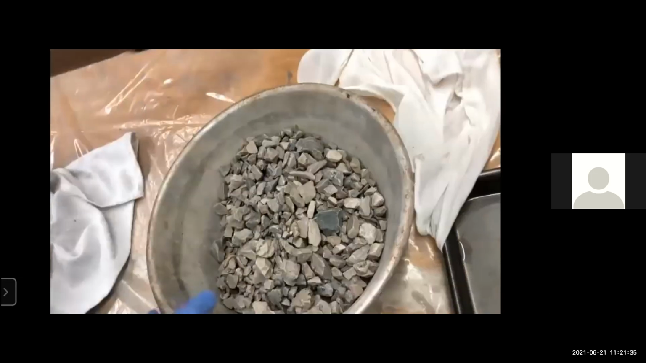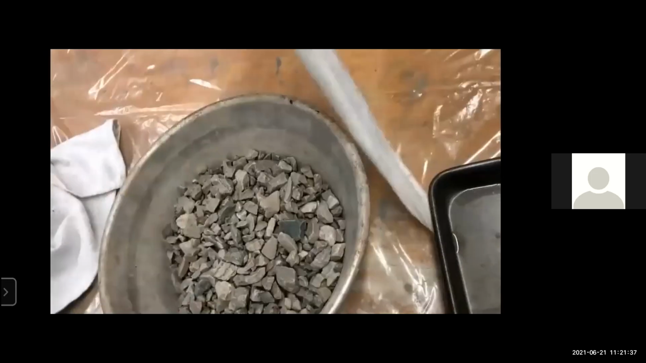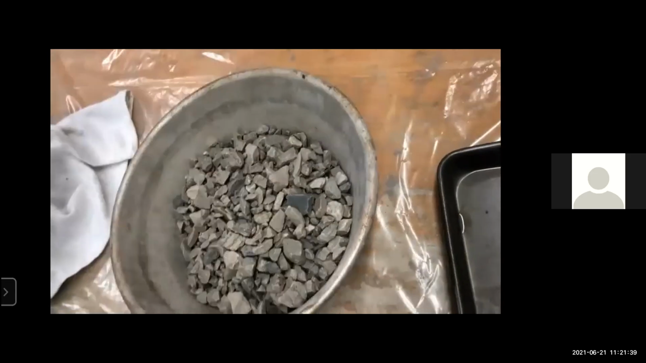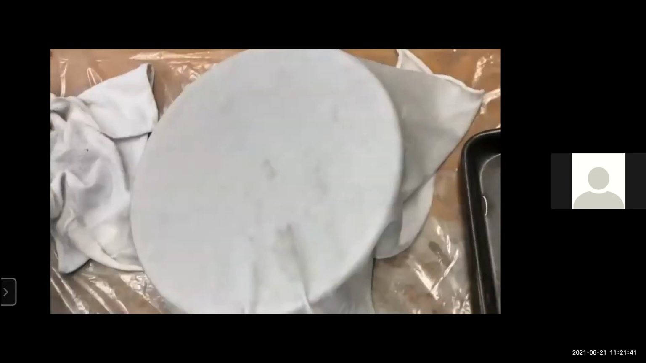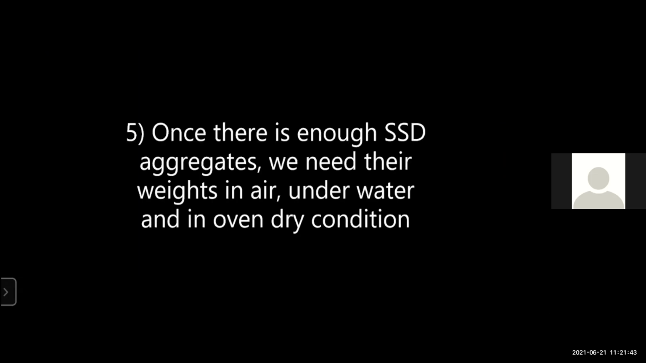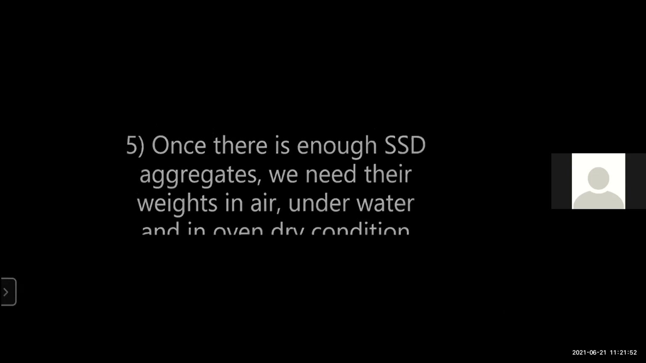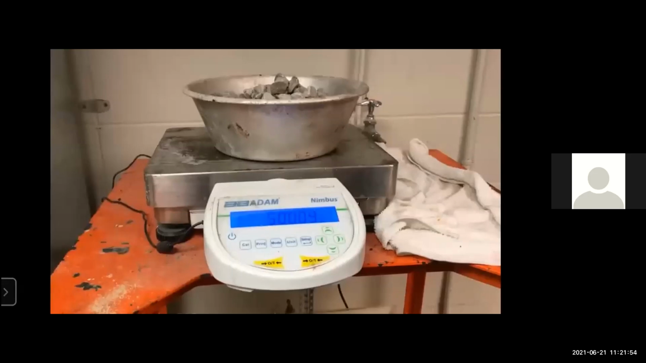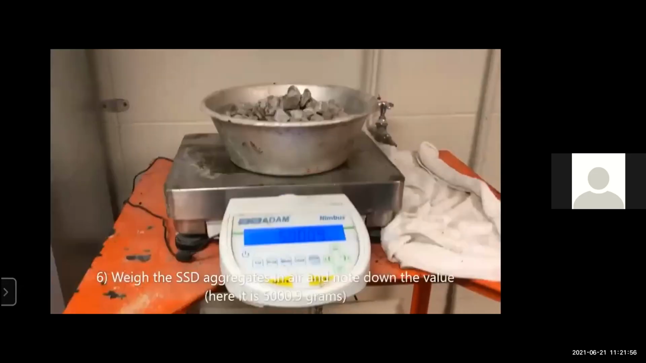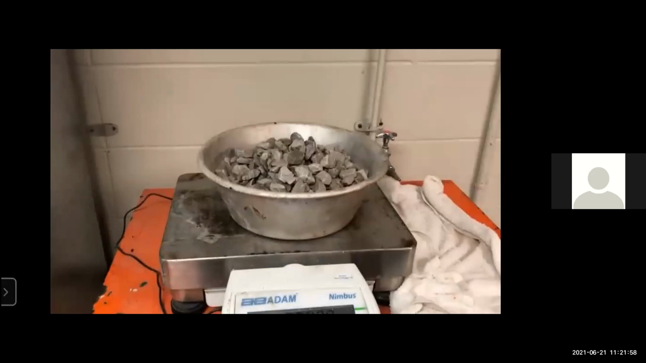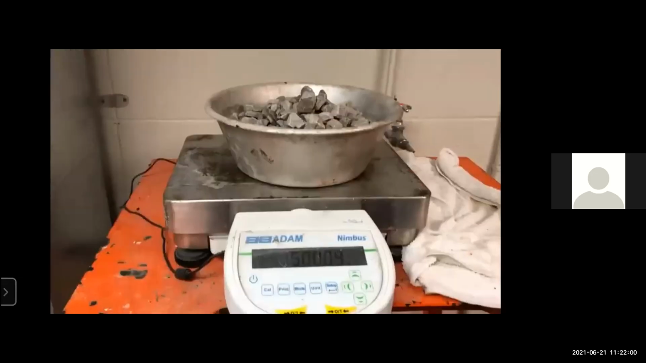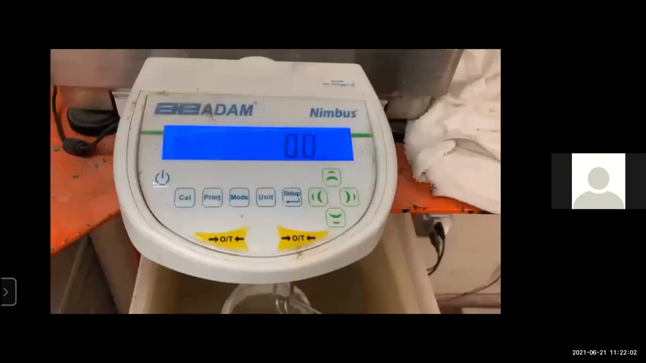So these are our aggregates. These are all our dried aggregates. Then we cover this dried aggregate with the cloth. Once there is enough SSD aggregate, we need its weight in air, under water, and in oven dry condition. So here we weigh the SSD aggregate in air. Here we get the weight as 5.0009 kg.